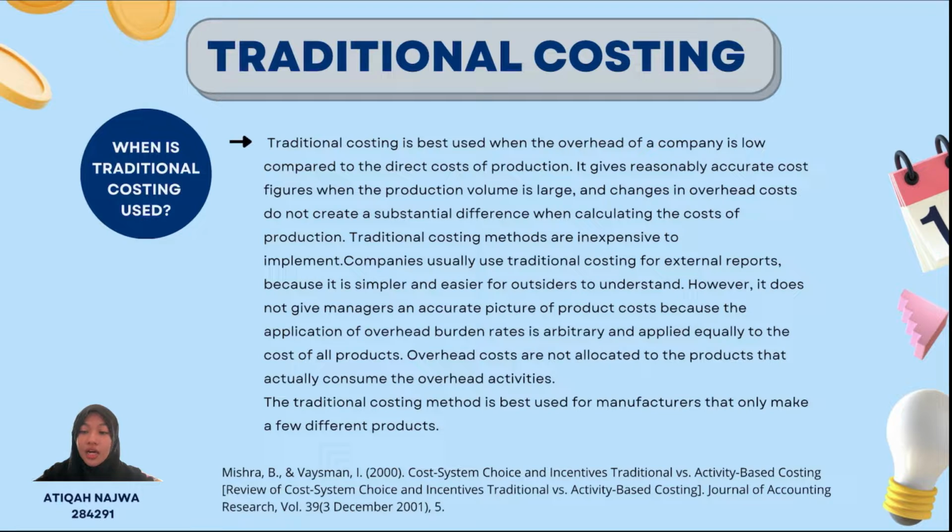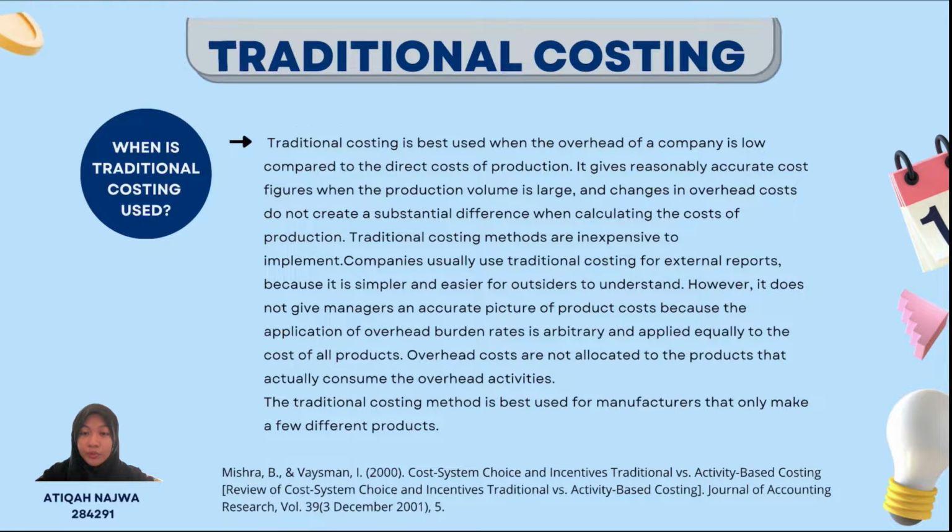Traditional costing methods are inexpensive to implement. Companies usually use traditional costing for external reports because it is simpler and easier for outsiders to understand. However, it does not give managers an accurate picture of product costs because the application of the overhead burden rate is arbitrary and applied equally to the costs of all products. Overhead costs are not allocated to the products that actually consume the overhead activities. The traditional costing method is best used for manufacturers that only make a few different products.